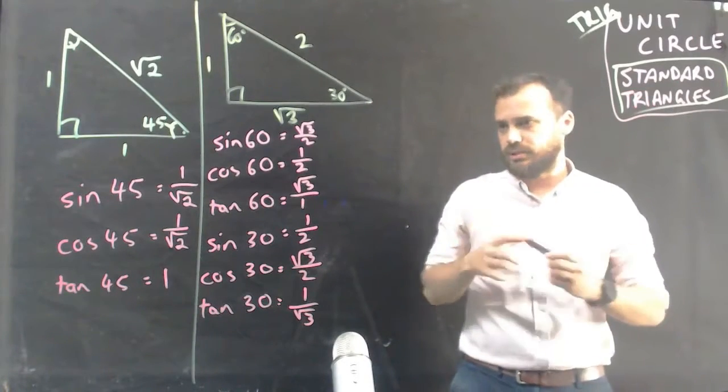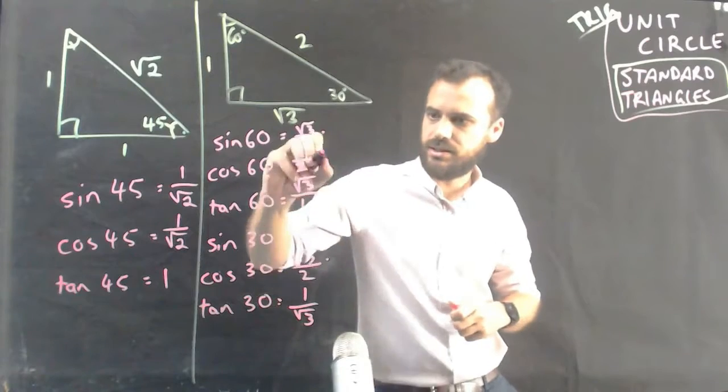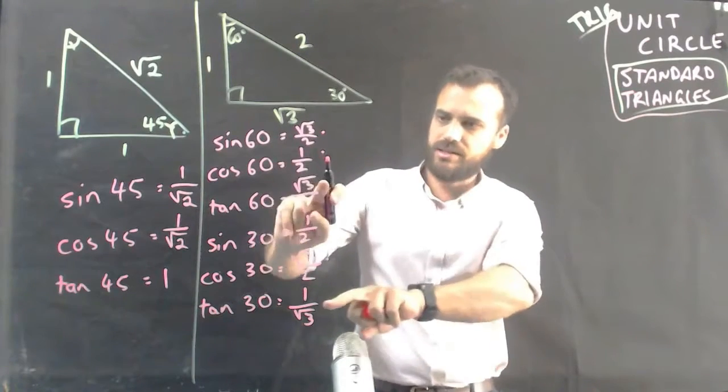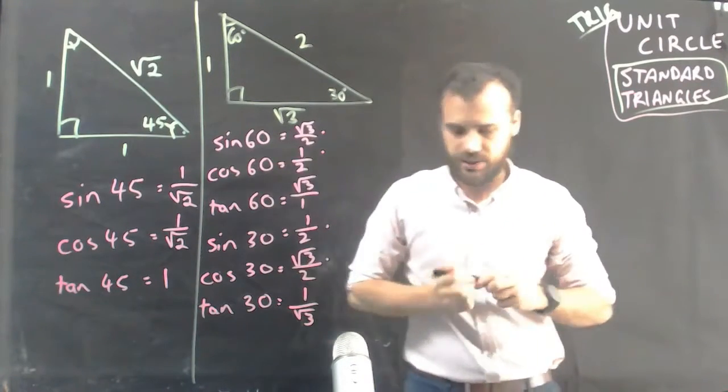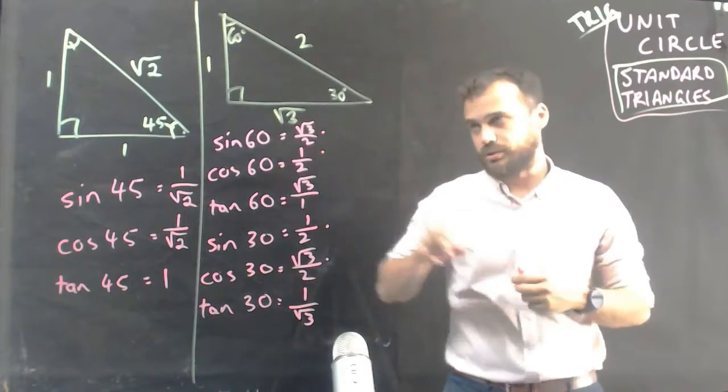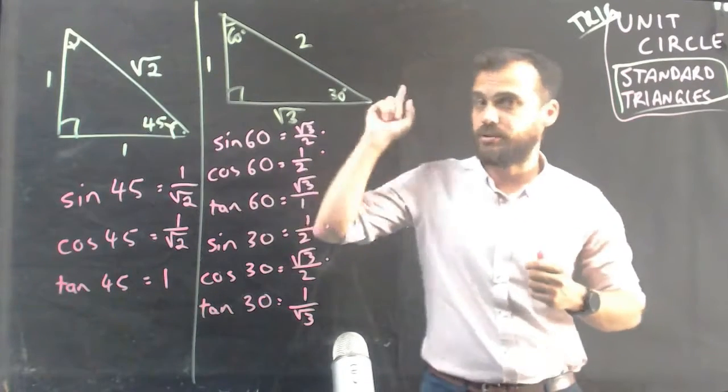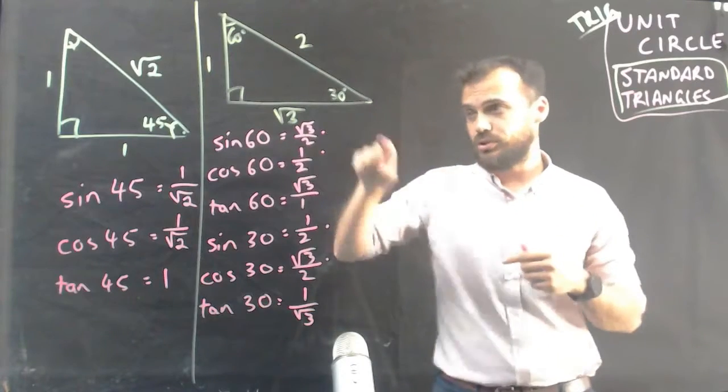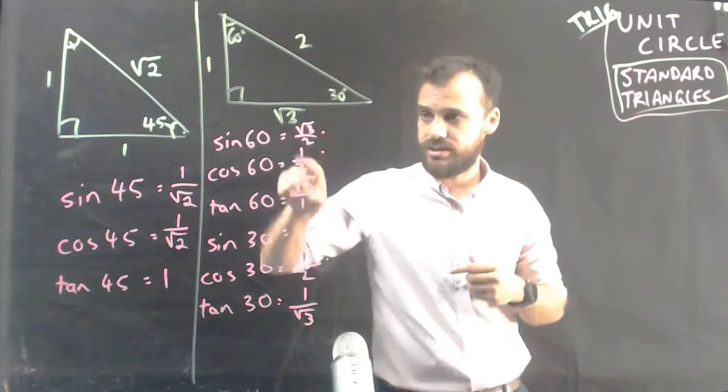Okay, so you should see some similarities here, this and this, this and this. And then these look similar, but they're just flipped upside down. Now some skills that you require. You have to be able to draw those triangles. And you have to be able to use those triangles to come up with those answers.